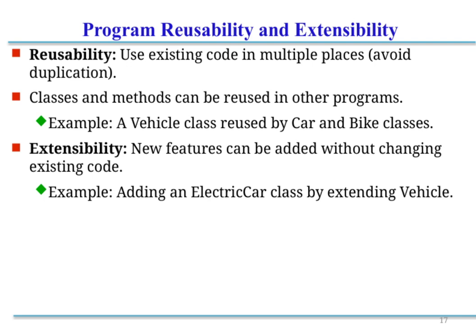Both reusability and extensibility are key aspects of good software design. They help us build systems that are not only efficient, but also adaptable to future needs, aligning perfectly with the overall goal of creating robust, maintainable code.